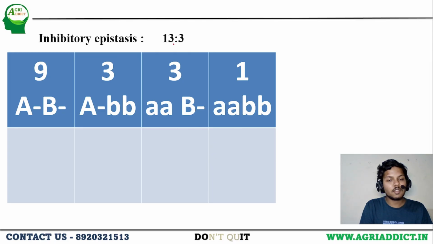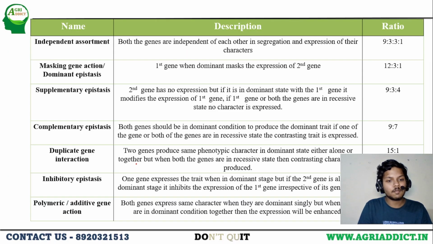The next one is inhibitory epistasis. Inhibitory epistasis means one gene expresses the trait when in dominant state, but if the second gene is also in dominant state, it inhibits the expression of the first gene, irrespective of its genotype. You got it? Means the first gene is in dominant state, but if the second gene is also in dominant state.